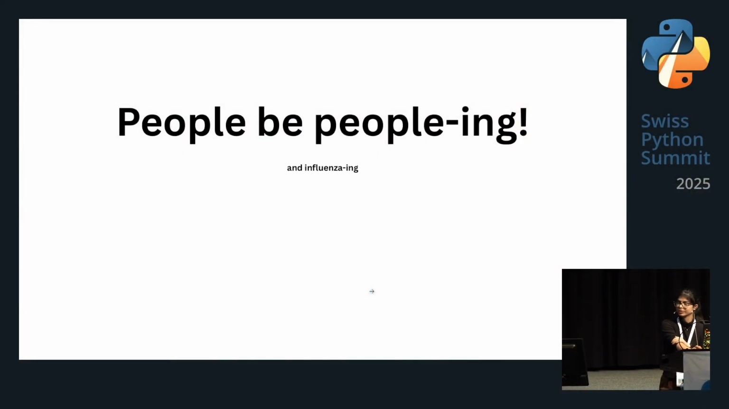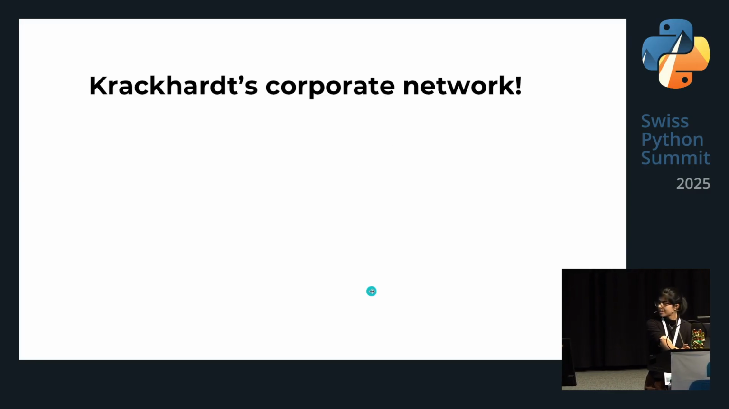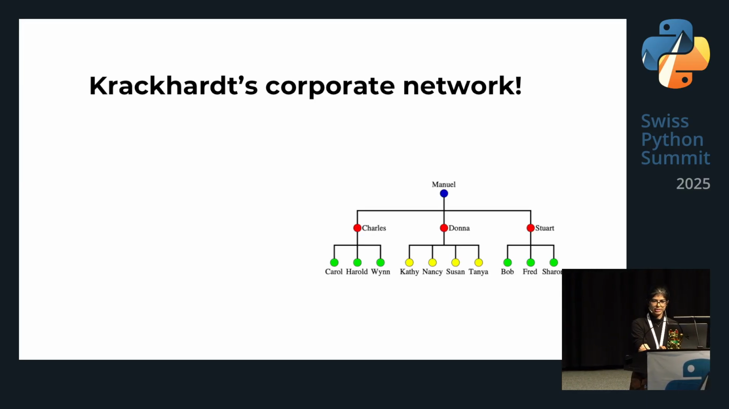And all it says is LinkedIn can be good, or these kinds of social networks are very helpful in achieving certain things if you strategize them a bit. But now coming to real-world networks, I have a corporate network as well. It's called Crackhart's corporate network, and Crackhart is a professor who did a lot of network science.